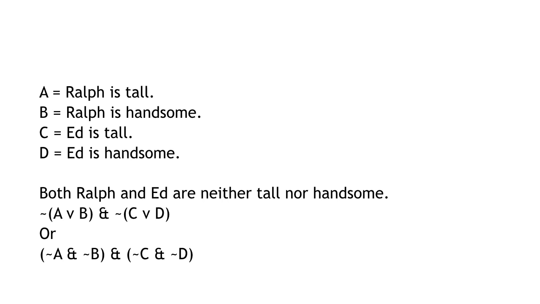What is it saying? It's saying, well, Ralph isn't tall and Ralph isn't handsome. So not A, Ralph is tall, not B, Ralph is handsome, and oh, by the way, Ed isn't tall, not C, and Ed isn't handsome, not D. These two different statements both are true and false under exactly the same circumstances. They're logically equivalent, so either one of them would be right here.